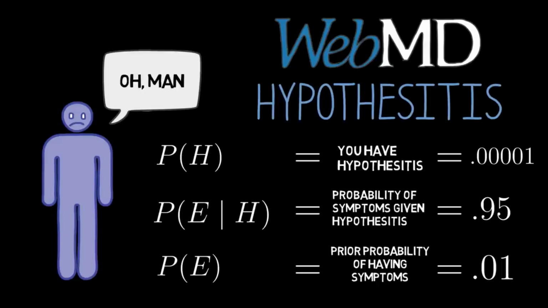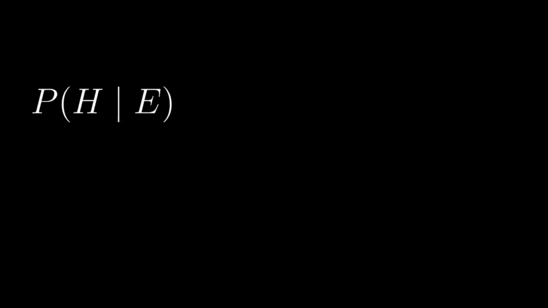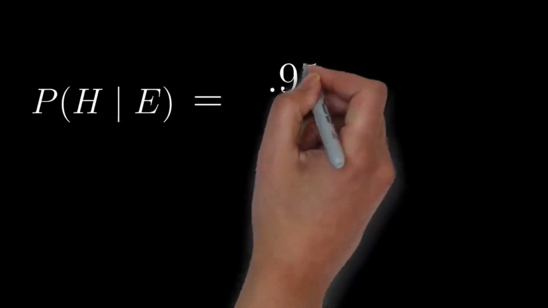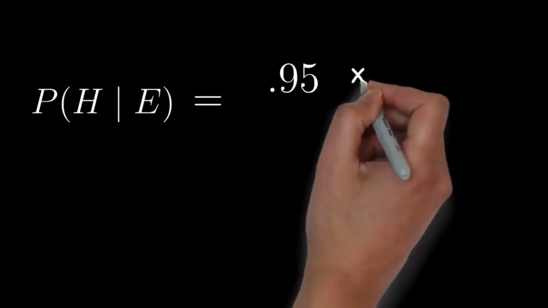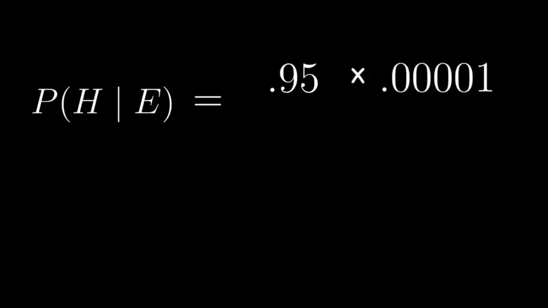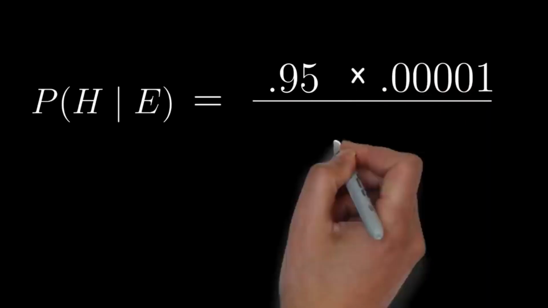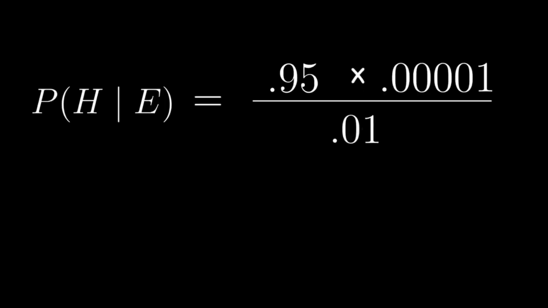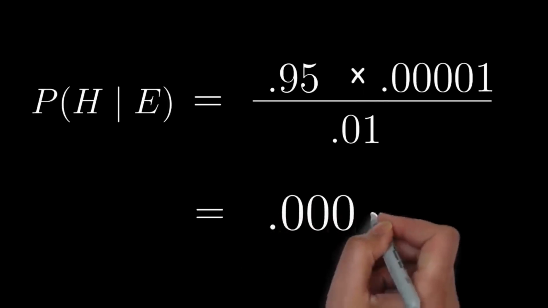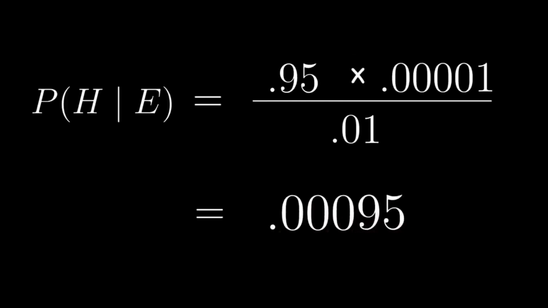At last, you know everything that you need to know in order to figure out the probability that you have hypothysitis given your symptoms. Bayes' theorem tells you that P of hypothysitis given symptoms equals P of symptoms given hypothysitis times P of hypothysitis divided by P of symptoms. In other words, P of hypothysitis given symptoms equals 0.00095, or a little less than 1 in 1,000.